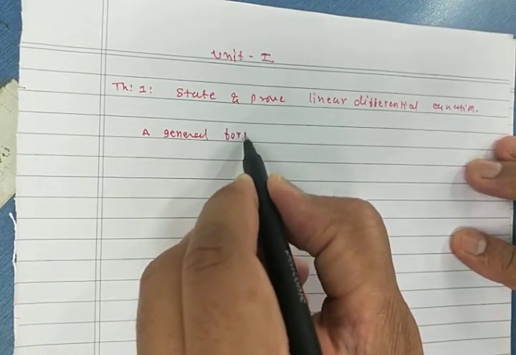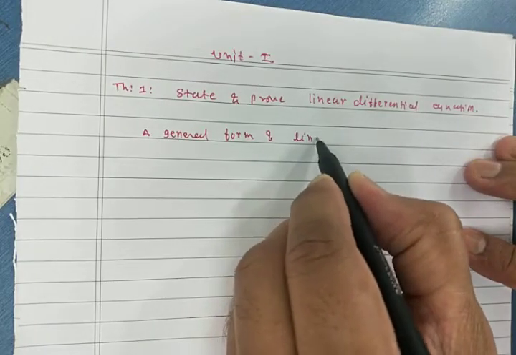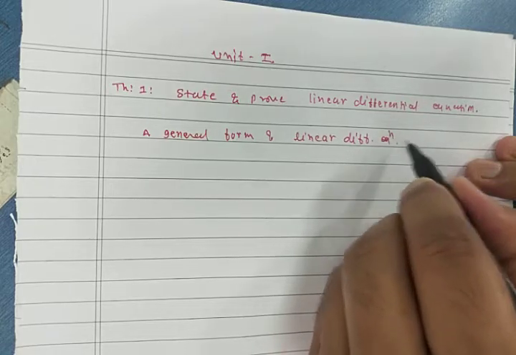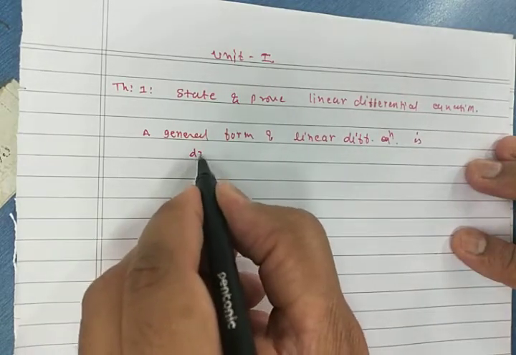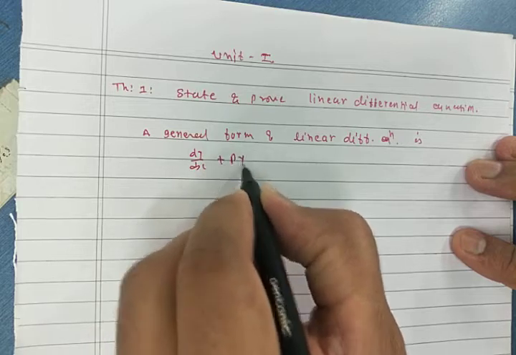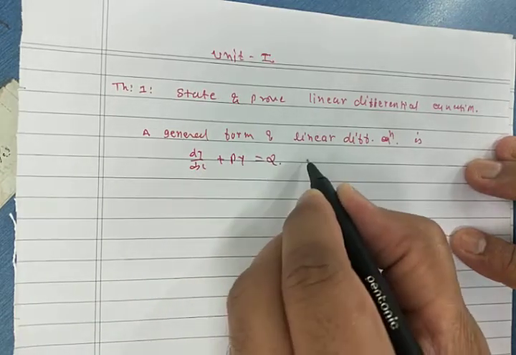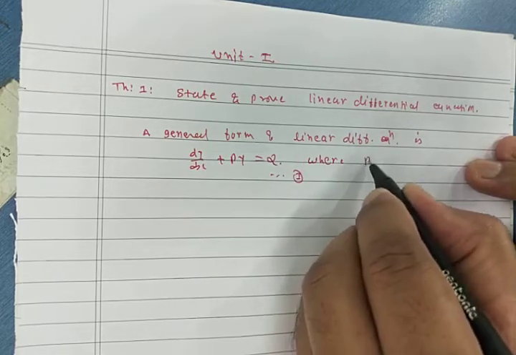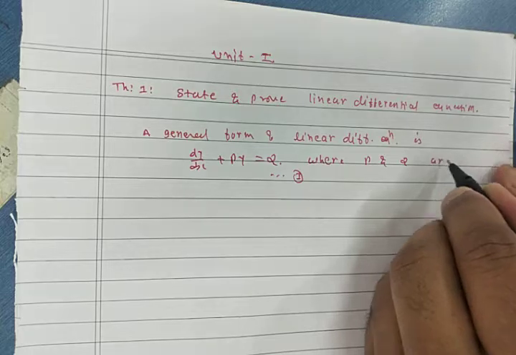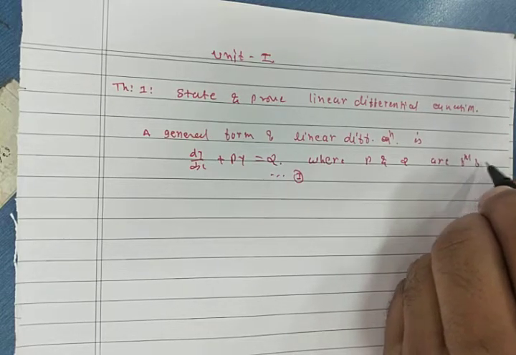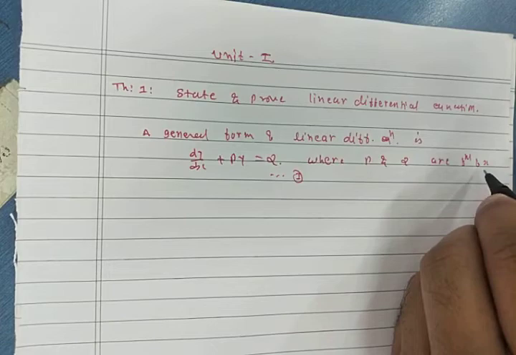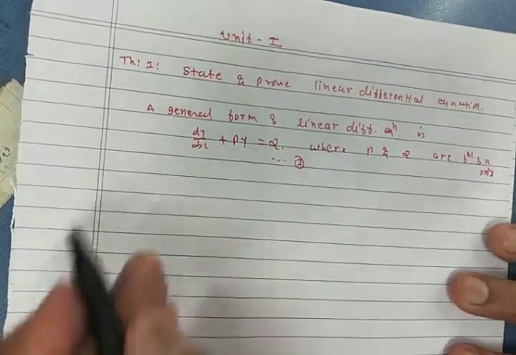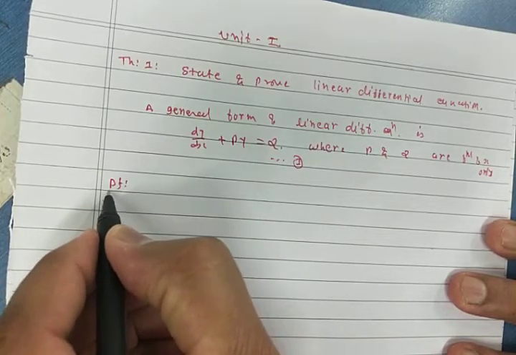The normal form of linear differential equation is dy by dx plus py is equal to q, say result number 1, where p and q are functions of x only. Clear? This is the statement. Now prove.